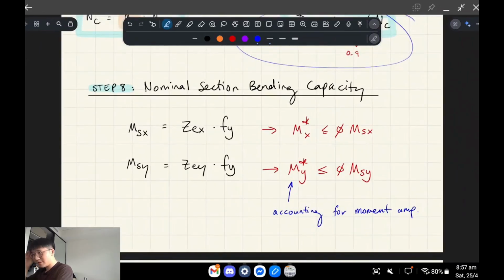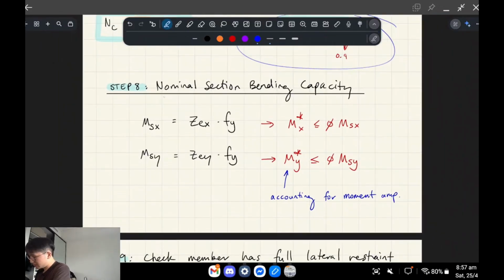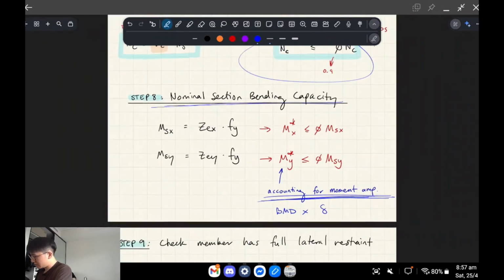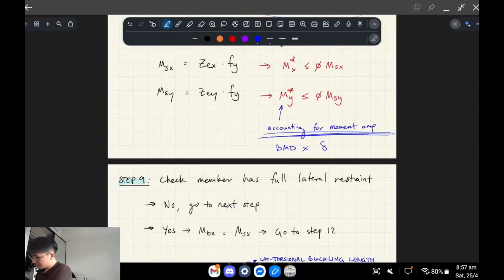And now we're putting on our flexural capacity cap, and we're finding the nominal section bending capacity. So remember, you have to multiply for the moment amplification. Whatever bending moment that you got, you multiply by whatever value you got in the moment amplification step.